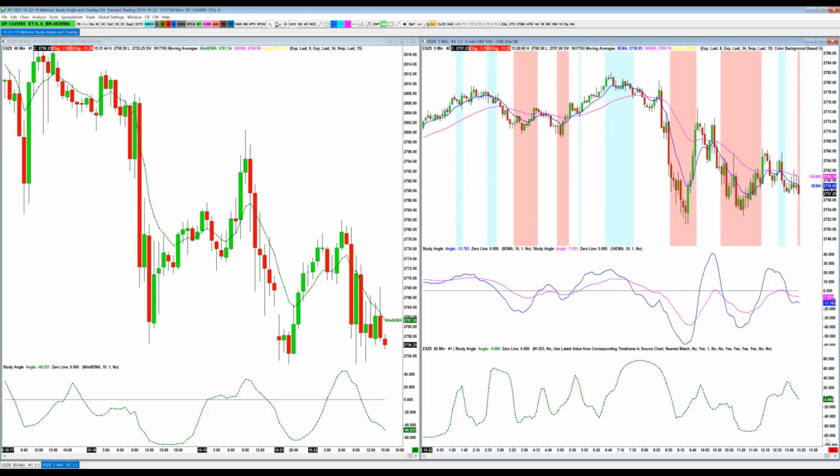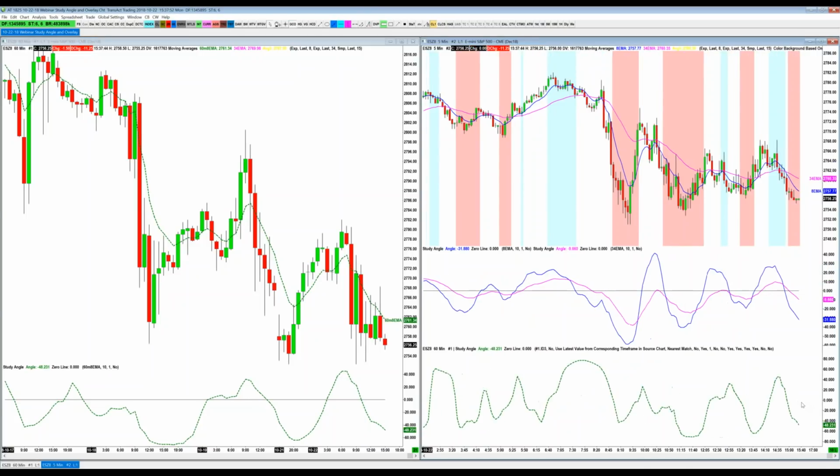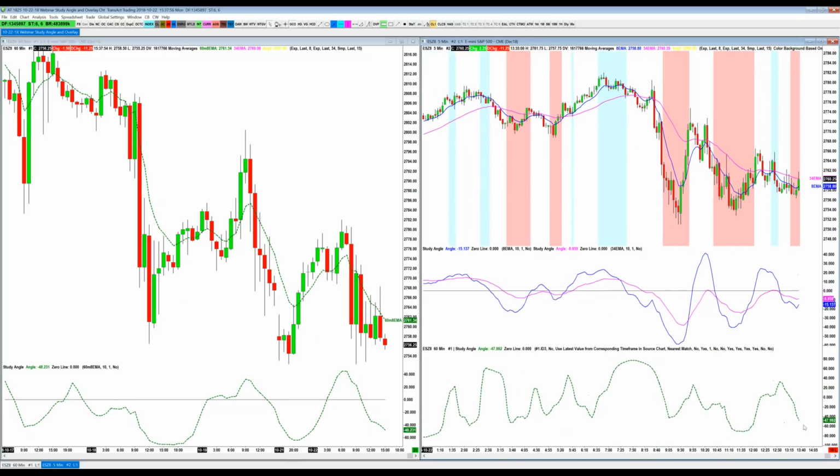Because if you do, the chart will not advance. If you are scrolled all the way to the front, it will advance automatically and it's green. If you're scrolled back in time, it's going to be red, it will not advance.